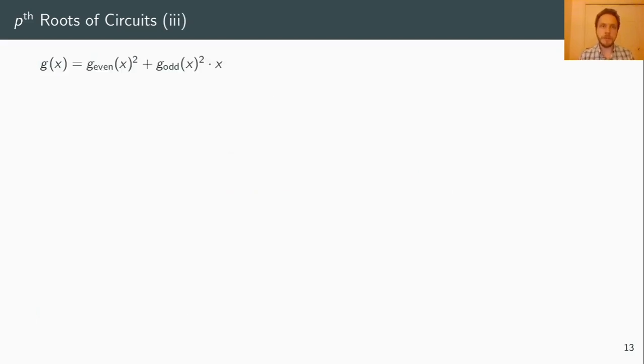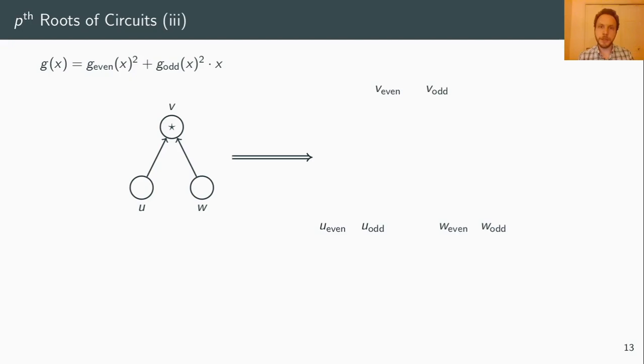Okay, so now we've got this decomposition, so what are we going to do? So say I've got some part of my circuit where I've got a gate v with children u and w, and v is labeled by star, where star is either addition or multiplication. So what I'm going to do is take these gates of my circuit, and create for each original gate in my circuit 2 new gates, which are meant to compute the even and odd parts of those polynomials. So for example here, v in the original circuit computes some polynomial. And I'm going to ask that in this new circuit, v sub even and v sub odd compute the even and odd parts of that polynomial respectively.